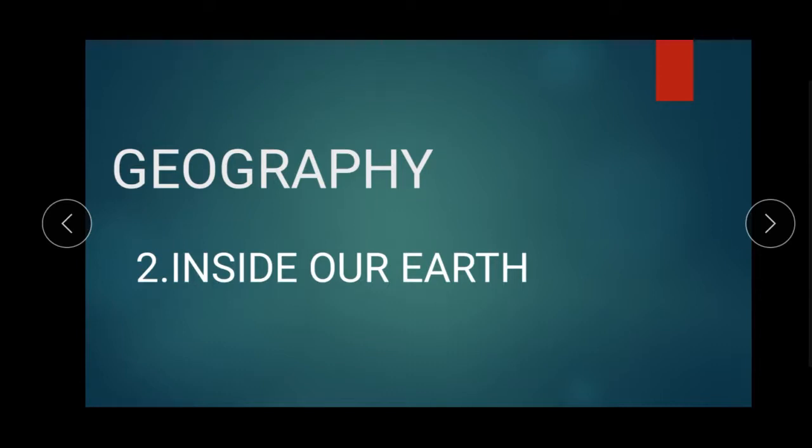Okay, children? In the last video, we just started geography chapter 2, Inside Our Earth. We saw the interior of the earth. What are the layers of the earth? Crust, mantle, core. Then we saw rocks and their different types. What are the different types of rocks? Igneous rock, sedimentary rock, and metamorphic rock. So we saw up to that in the last video.